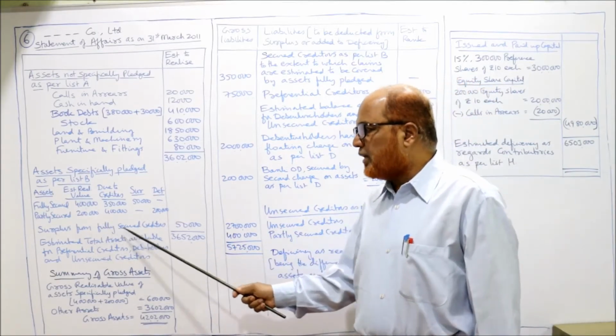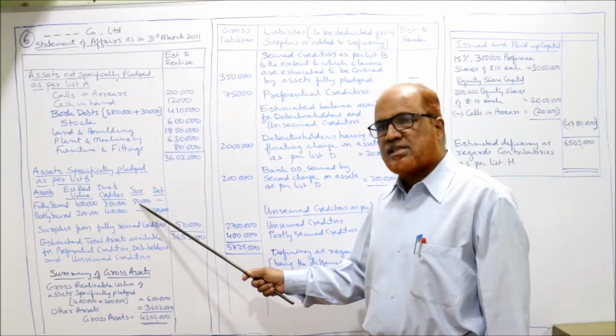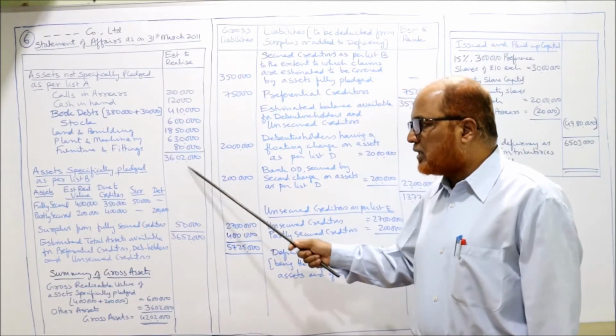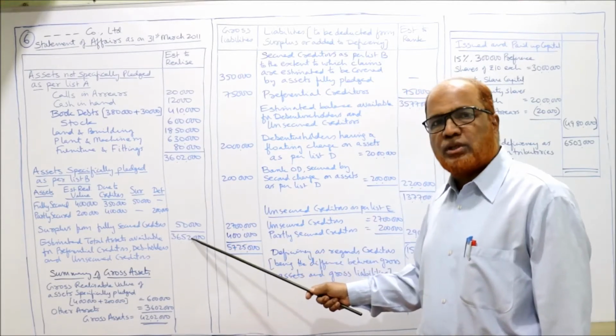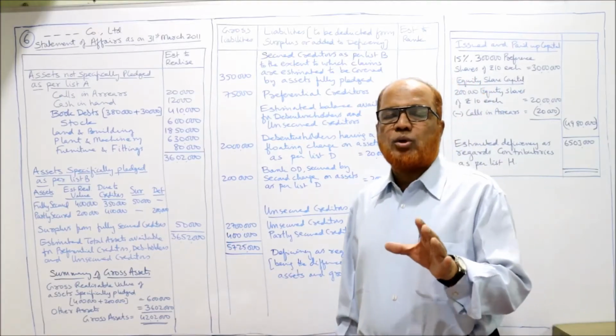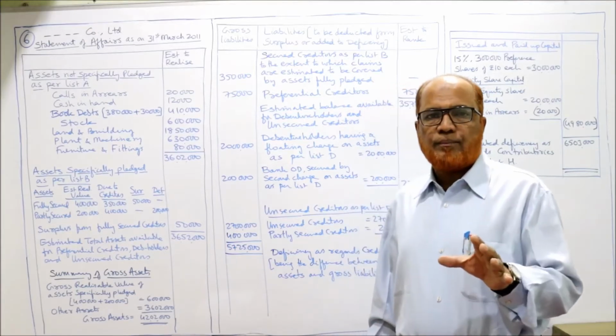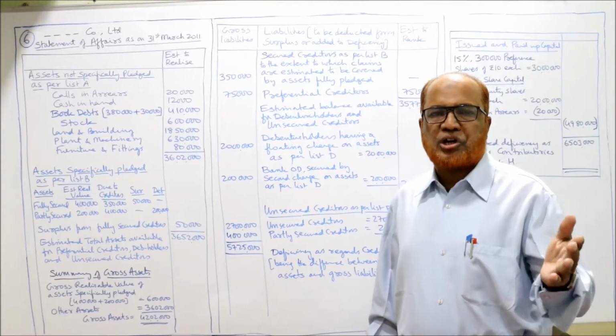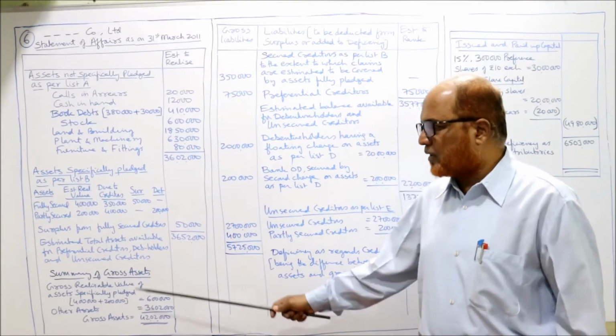Now surplus from fully secured creditors 50,000. This is the surplus 50,000. Now total assets available 36 lakh 52,000. These are the estimated total assets available for making the payment to preferential creditors, debenture holders and unsecured creditors.